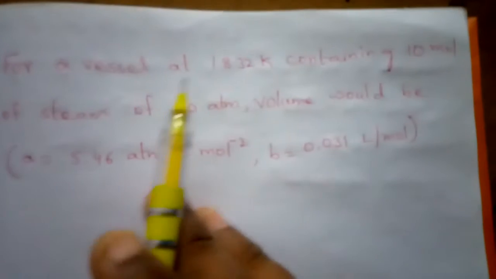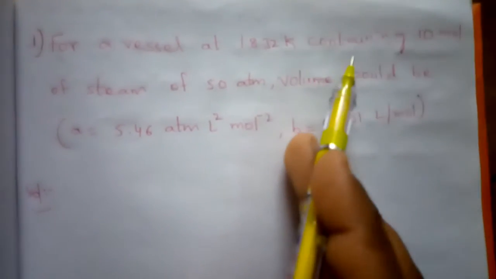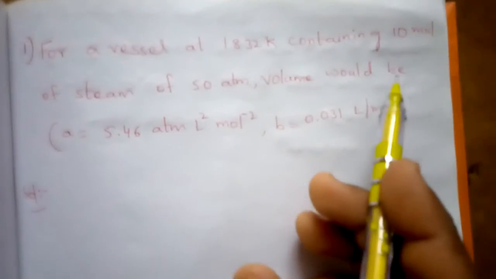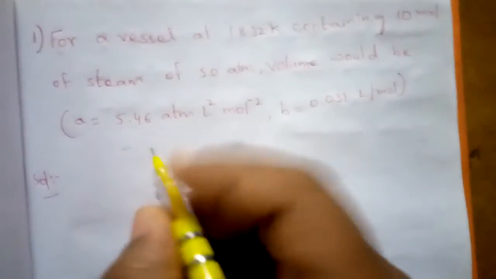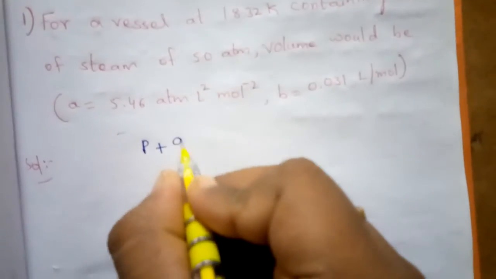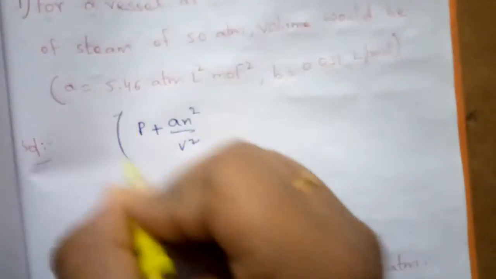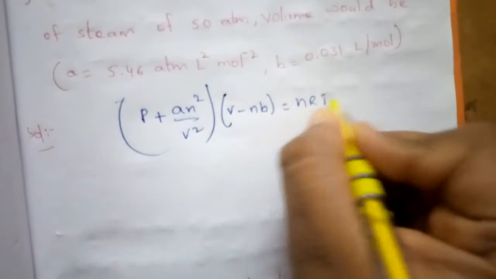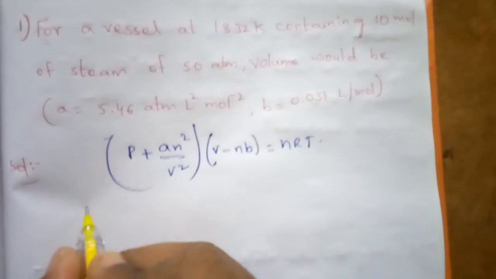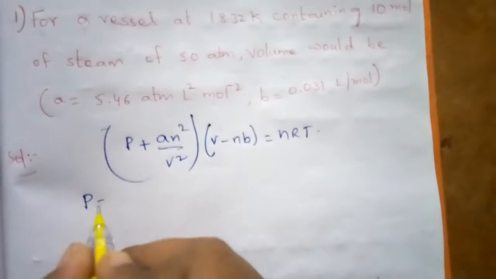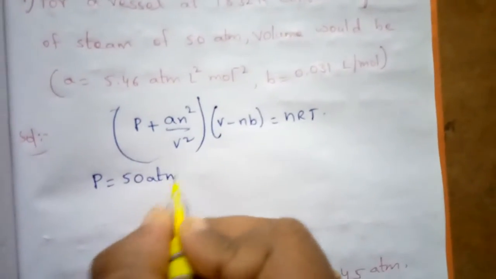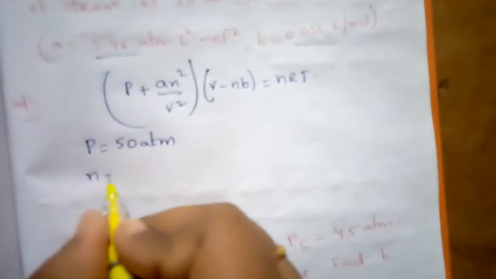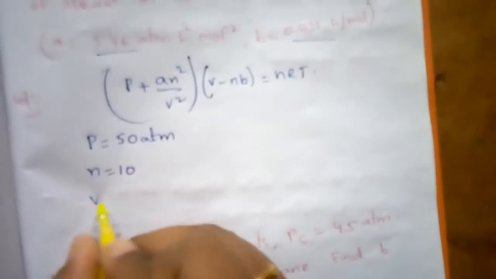Okay, and first question: for a vessel at 1832 Kelvin containing 10 moles of steam at 50 atmosphere, volume would be? Okay, this is a real gas, and this is the formula you will apply: (P + an²/V²)(V - nb) = nRT. Okay, what is the pressure which was given here? Pressure is nothing but 50 atmosphere. Okay, and a was given, b was given. And n, the number of moles, is 10. Volume you need to find out.